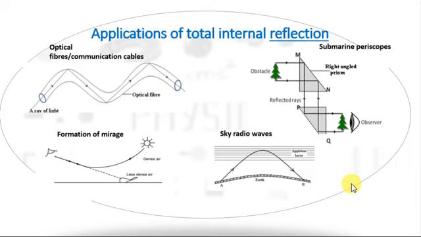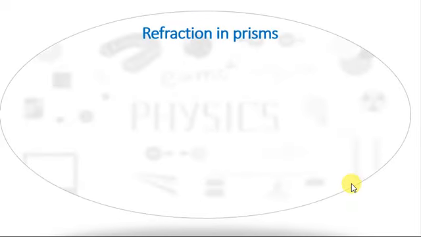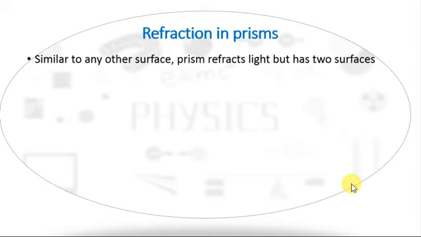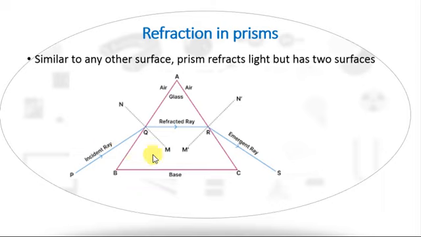You'll be doing more research in the books to add to your notes, but let's now look at refraction in prisms. We've seen how we can refract in water, air, oil, and a glass block. Now we want to talk about prisms. Like other surfaces, the prism also refracts light. The only issue is that it has two sides. It is triangular in nature, so there is side AB and side AC.